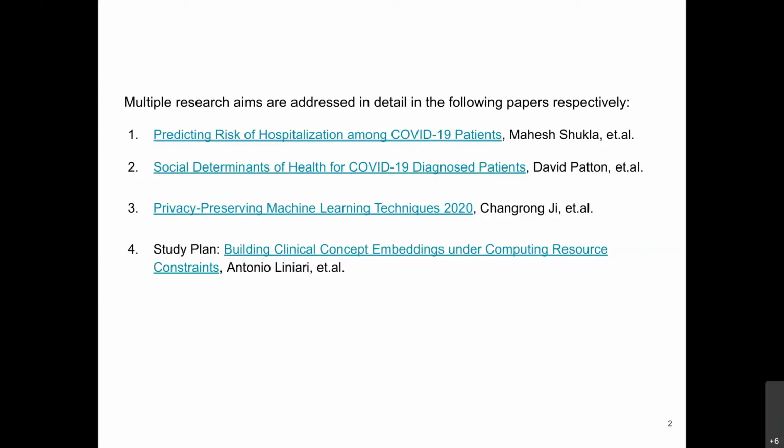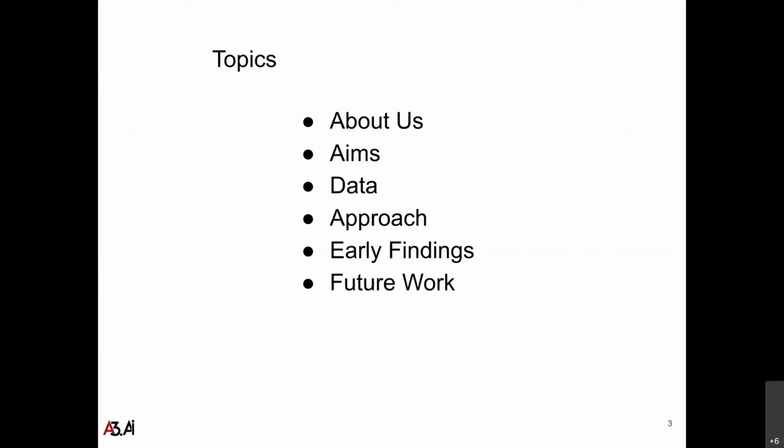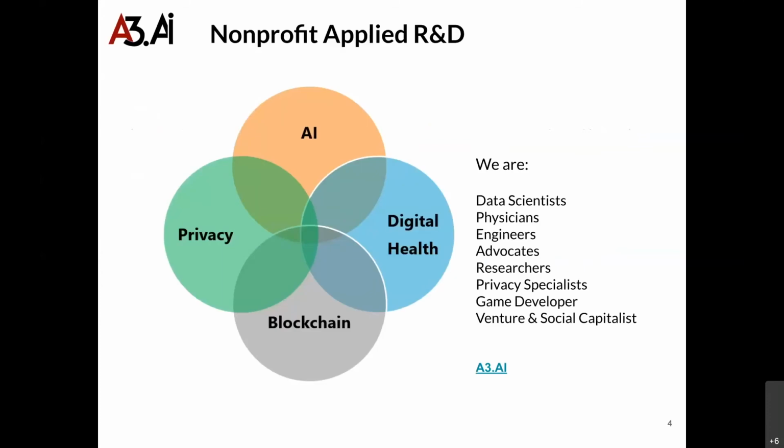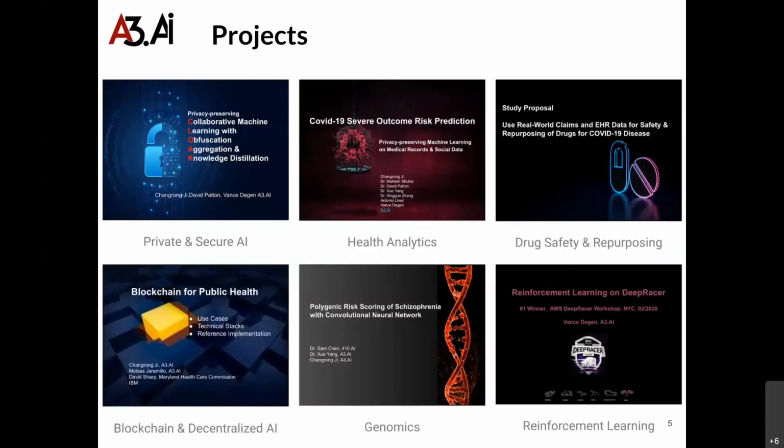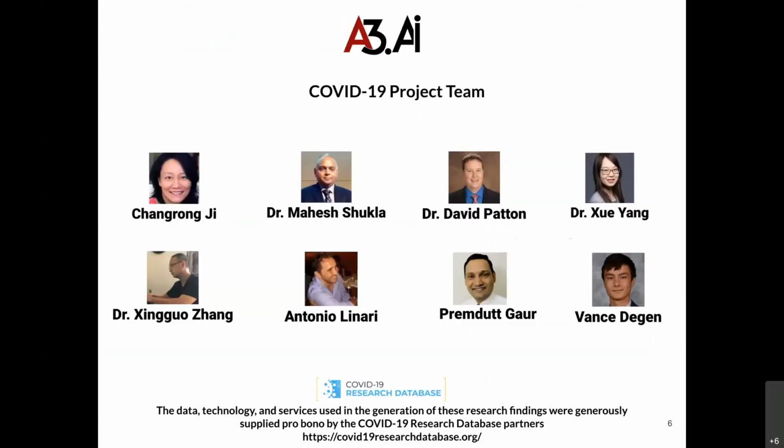First of all, I'm going to fly through the presentation deck real quick. We are a not-for-profit applied AI R&D organization operating at the intersection of AI, privacy, blockchain, and digital health. We've got a whole bunch of interesting projects going on in genomics, data science, health analytics, drug safety, blockchain, and the most active one is private and secure AI. There are 20-some people in this not-for-profit organization, and 8 of them, quite a few of them MD PhDs, are on this particular COVID-19 project team.